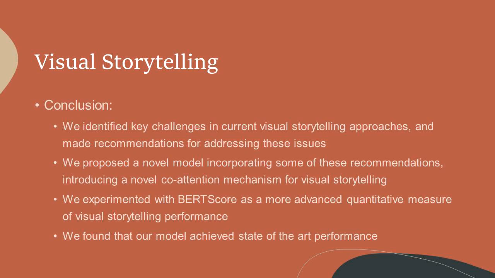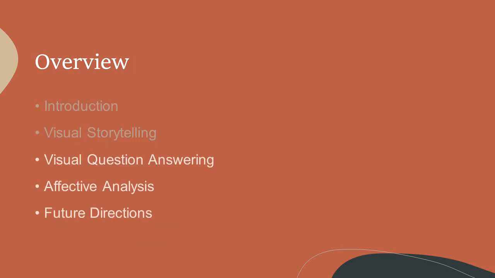We also experimented with a recently introduced metric, BERT score, to evaluate our stories and those generated by prior models, finding that our model achieves state-of-the-art BERT scores. In the future, we plan to experiment further with knowledge graphs and residual connections in the network to further enhance our model performance. So that wraps up my discussion of visual storytelling, and don't worry because my upcoming discussions of VQA and affective analysis are shorter.